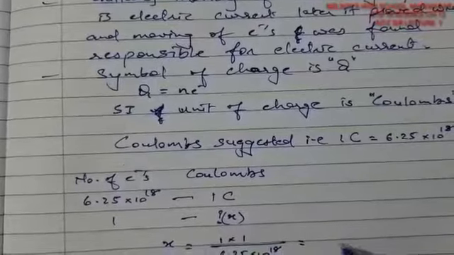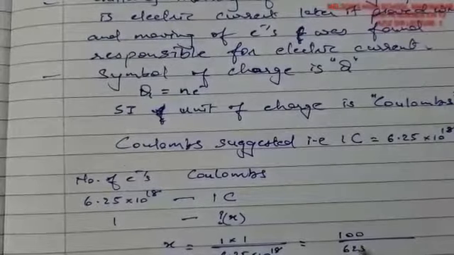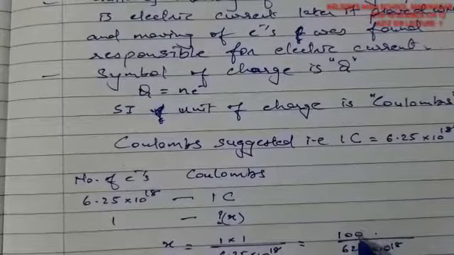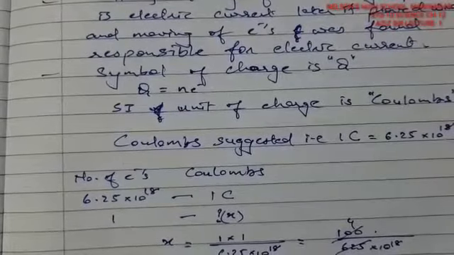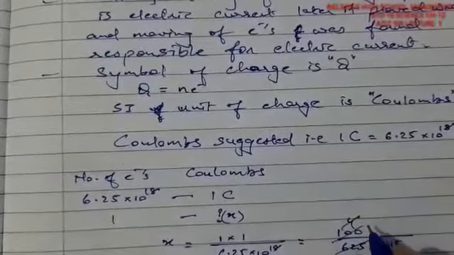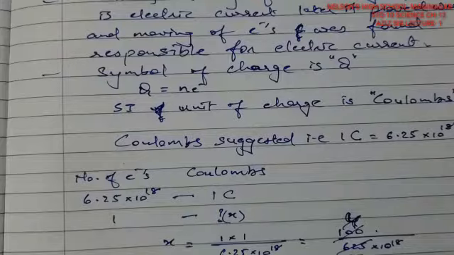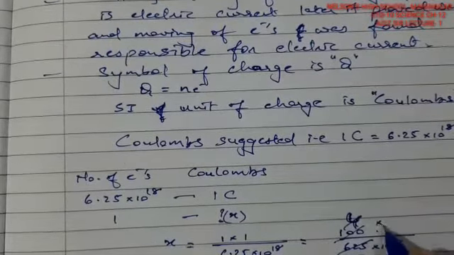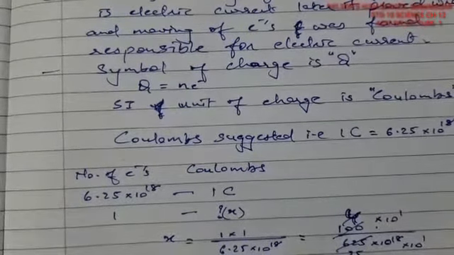x is equal to 1 multiplied by 1 upon 6.25 into 10 raised to 18. If I calculate it, it comes out to be 100 upon 625 into 10 raised to 18. Cancelling, 25 fours are 100 and 25 twenty-fives are 625, making it 4 upon 25. Furthermore, multiplying by 10 above and below, the x value turns out to be 40.